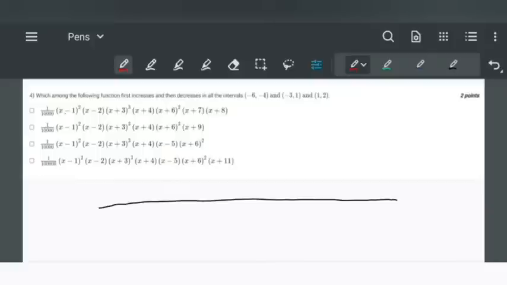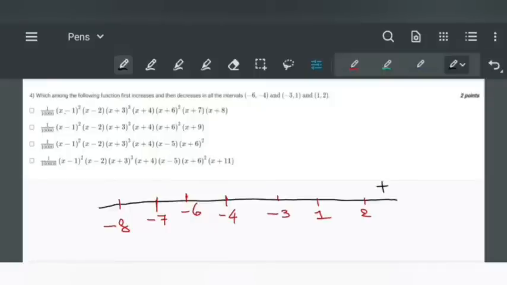So first option has critical points as +1, +2, -3, -4, -6, -7 and -8. Okay, so smallest one is -8. So starting with -8, then comes -7, then -6, then -4, then -3, then +1 and then finally +2. Okay, so starting from right hand side it is positive.